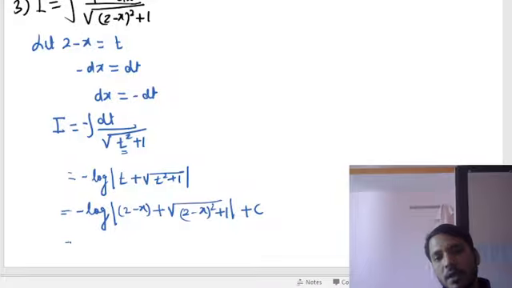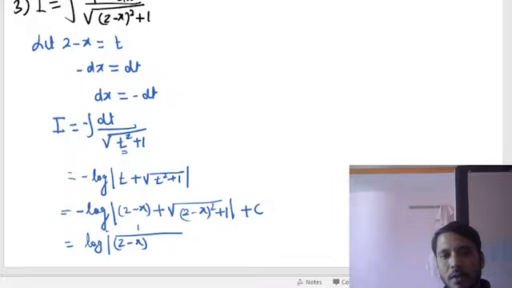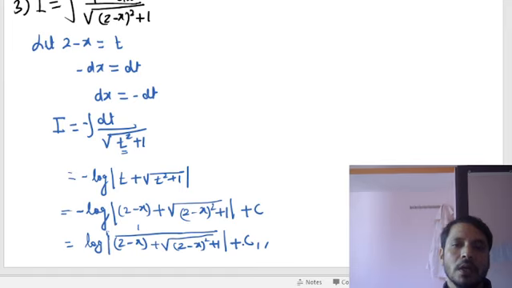Actually if you see the NCERT, they have taken this minus in the power of these values. If you are taking minus in the power, the final answer will be minus log of 1 upon 2 minus x plus under root of (2 minus x) whole square plus 1, and this is added plus c. So now the question number third also done.